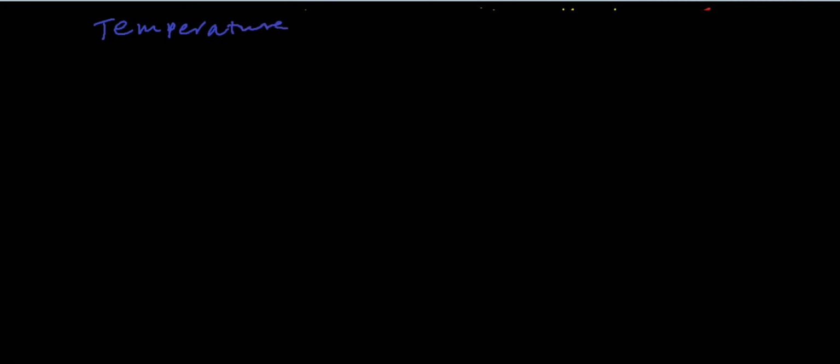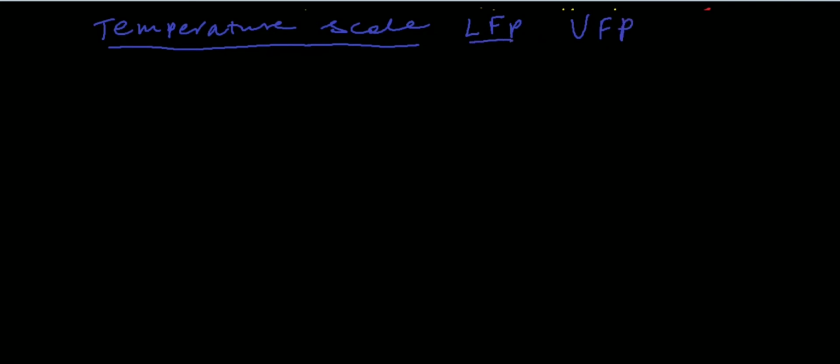Temperature scale. In order to define any temperature scale, two fixed points are very important: the lower fixed point and the upper fixed point. These two points are very important. That means the lower fixed point of this scale is the temperature of melting ice.